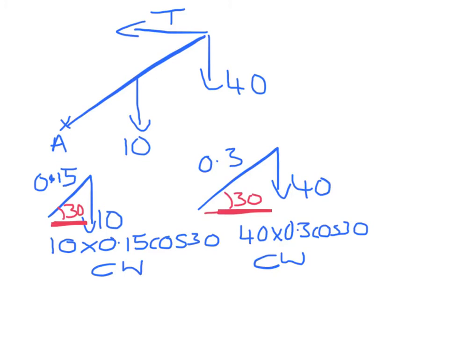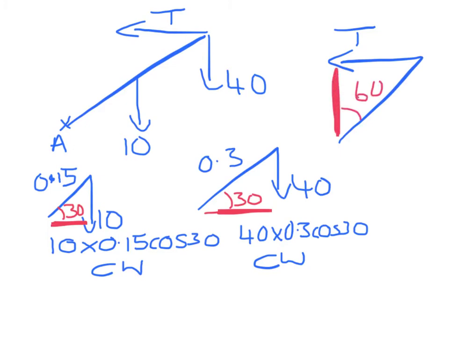The third force that we meet is the tension. This time I'm going to use the 60 degrees. It's beside the angle, so I'm still using cos. And the moment here is T times 0.3 cos 60. But this is going to be in an anti-clockwise direction.